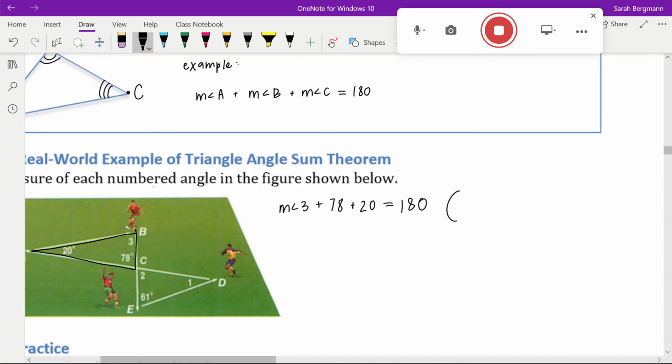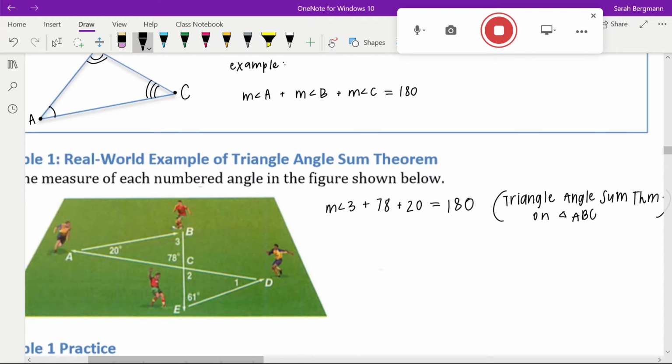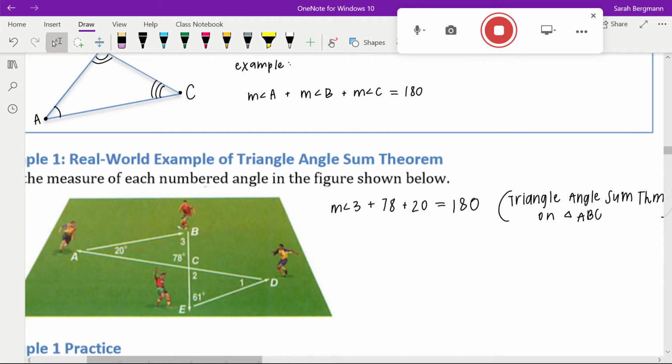Just so I know for later when I come back to look at my notes, I'm going to write that this is the triangle angle sum theorem on triangle ABC. It didn't ask us to justify, but I just want to make sure that I'll know what I'm doing later on when I come back to look at my notes.